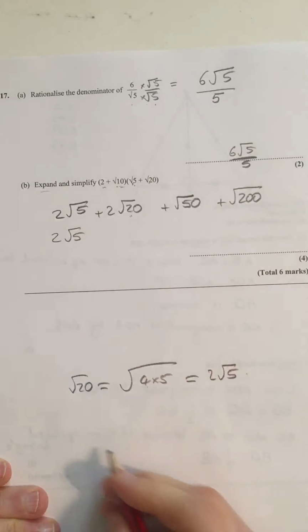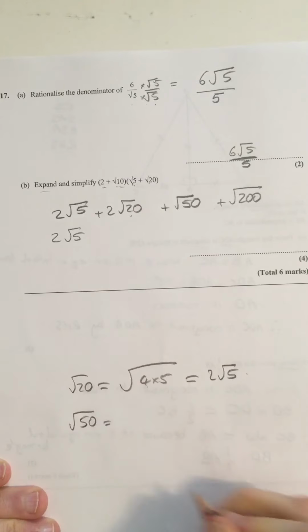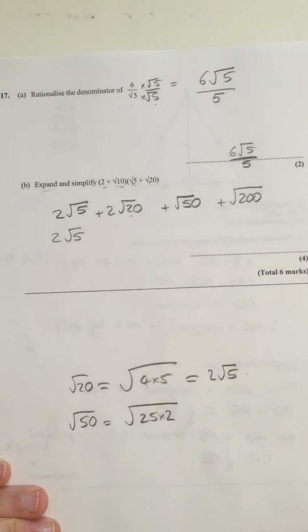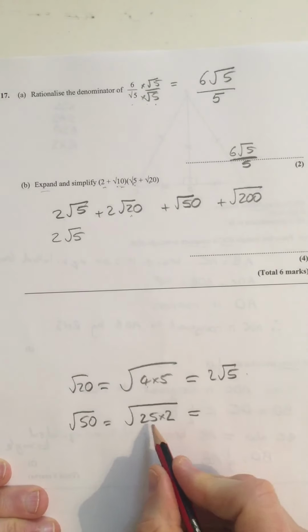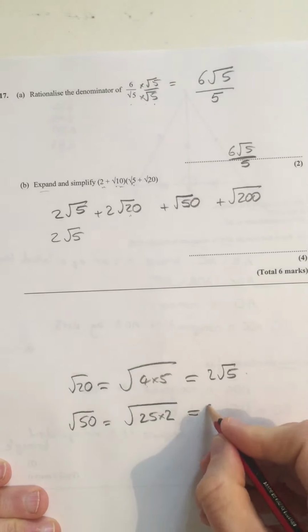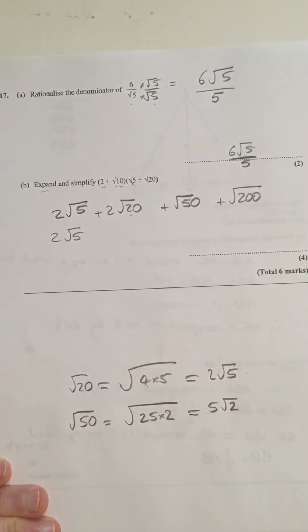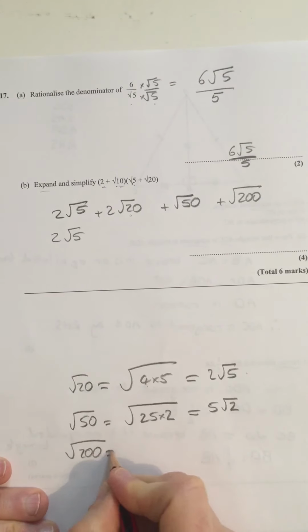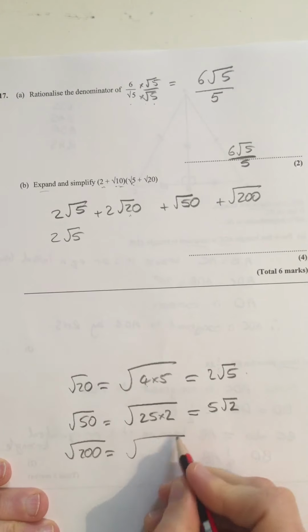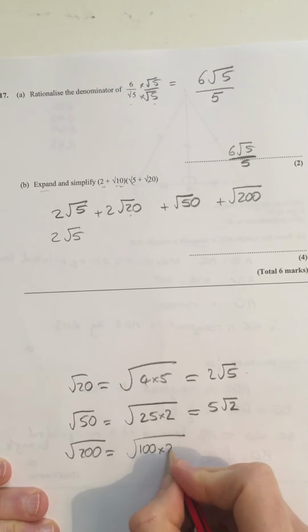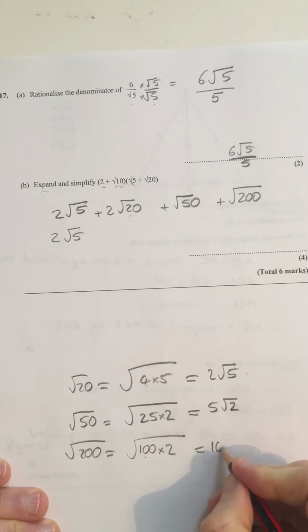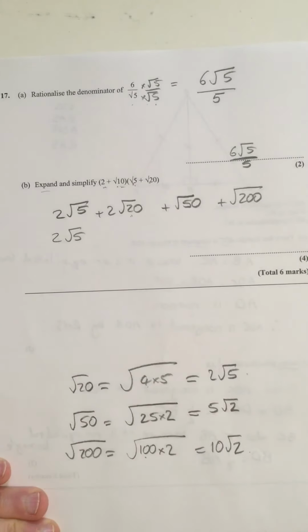Similarly, the root 50, I can think of that as being root 25 times 2. And the square root of 25 is 5. So I get 5 root 2. And then finally, root 200, I can think of that as being root 100 times 2. The square root of 100 is 10, so we get 10 root 2.